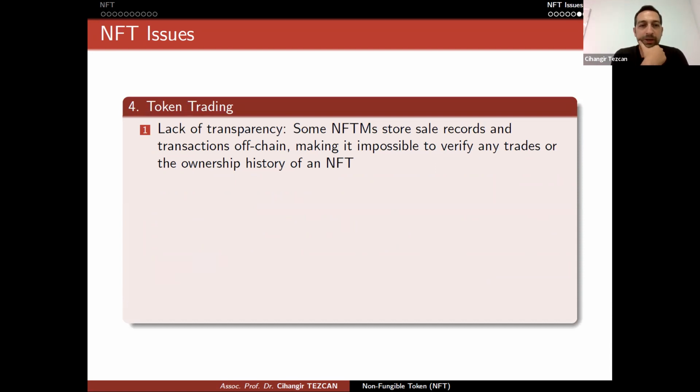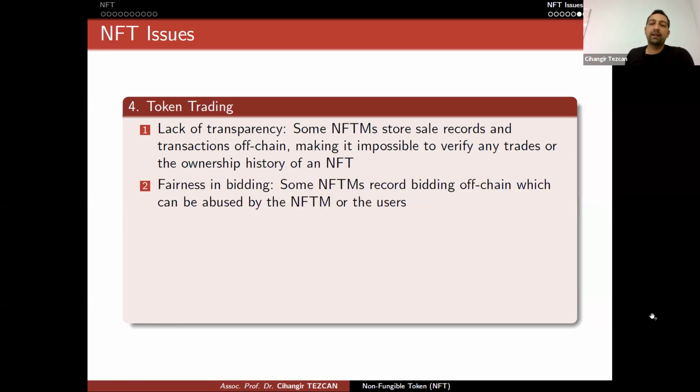So let's look at the fourth problem, token trading. Lack of transparency. Some NFT marketplaces store sale records and transactions off-chain. Instead of writing all of the sale records on the blockchain, which would require cryptocurrencies to pay, they do this off-chain. But this makes it impossible to verify any trades or the ownership history of an NFT. So you have to look at the marketplace and see how they do things.